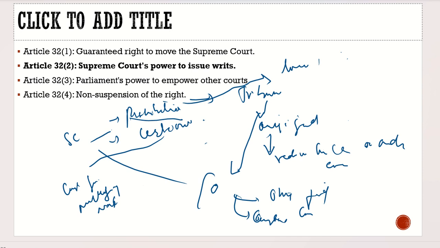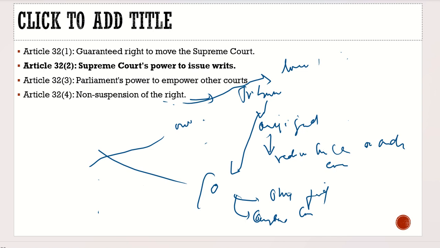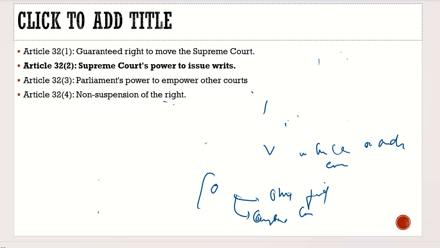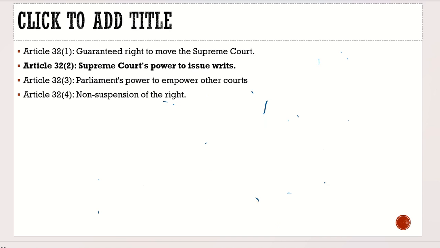Now the last writ, which is particular to the Supreme Court, is quo warranto. The last writ under Article 32, which is the power of the Supreme Court, the remedy given to us, is quo warranto.